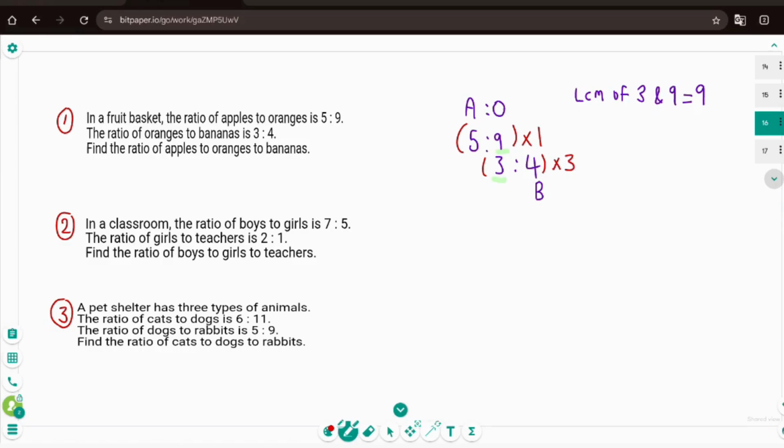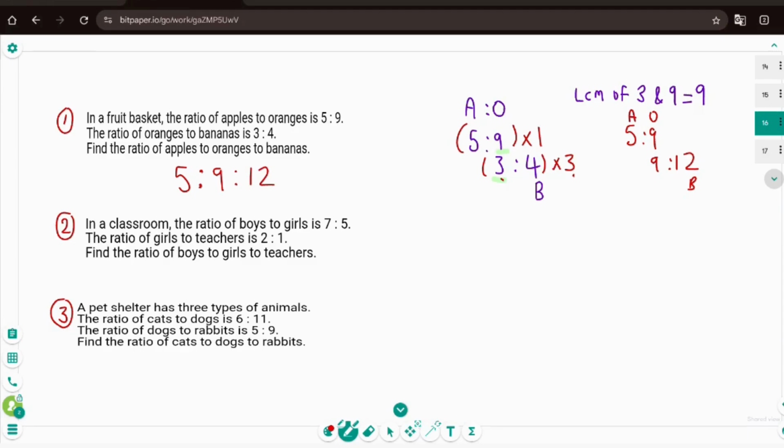We've got 5 to 9, doesn't change. 3 times 3 is 9. 4 times 3 is 12. And we've got apples, oranges, bananas. So my ratio is 5 to 9 to 12.